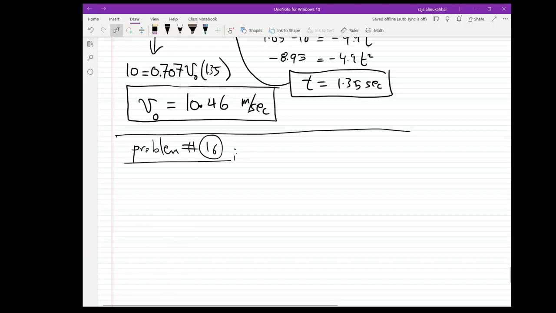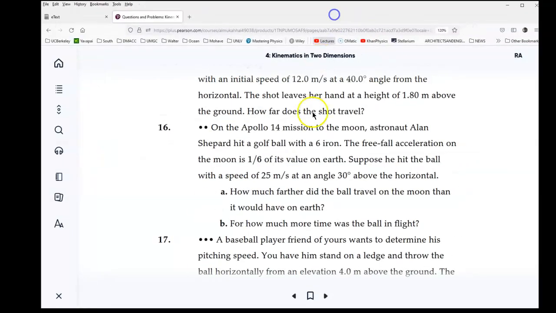Here it is, right here. It says, on the Apollo 14 mission to the moon, astronaut Alan Shepard hit a golf ball with a six iron. The six iron is, I guess, the size of the golf club, something like that. So this is not important for the solution of the problem, okay? Anyway, the free fall acceleration on the moon is 1/6 that of Earth. So in other words, the Earth is 9.8, the moon is, I believe, 1.67. We'll calculate. It's 1 over 6 of that.